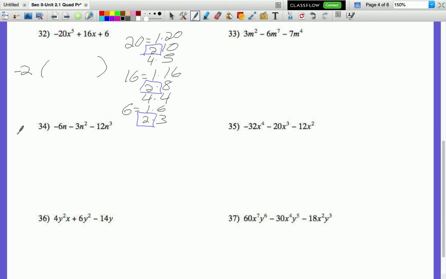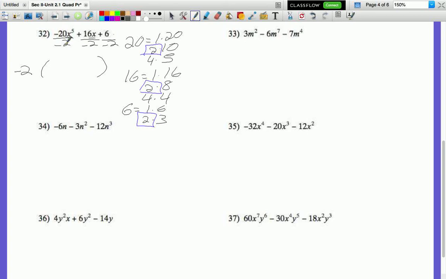Now, before we start dividing, we have to make sure that they have no other things in common. If you look at their variables, we have x to the 5th, we have x, but 6 is a constant. It doesn't have a variable. So not all 3 terms have a variable in common. So we can't pull any variables out. So we're just going to divide everything by negative 2.